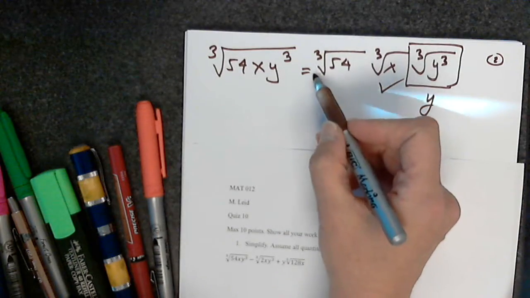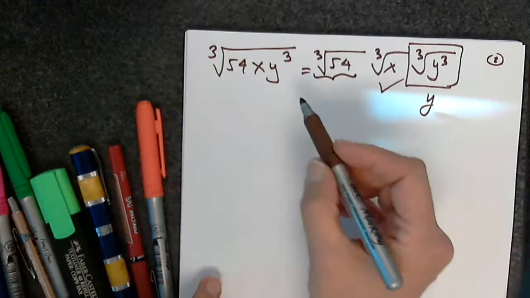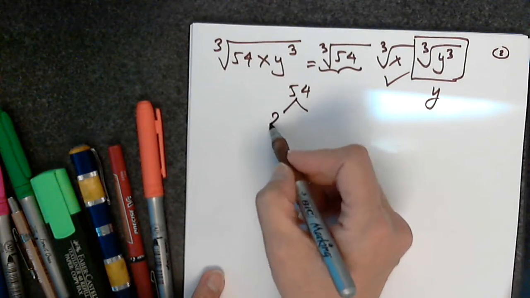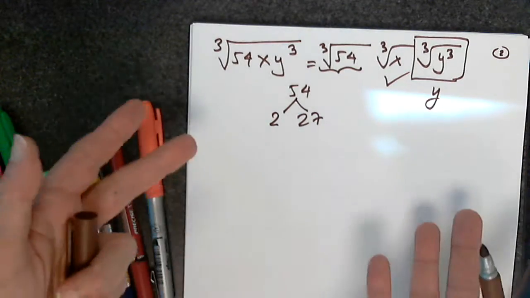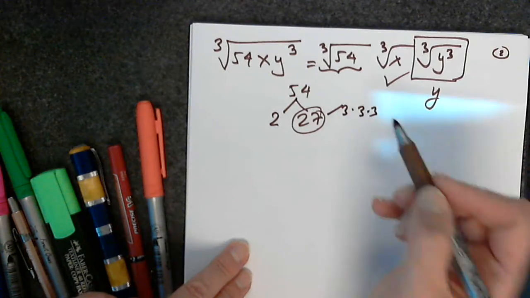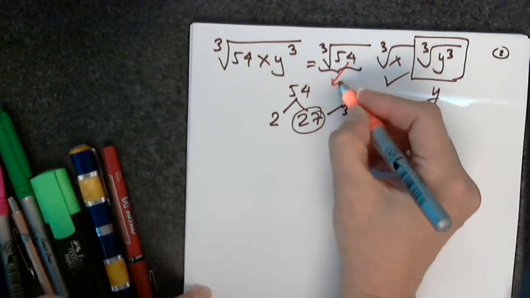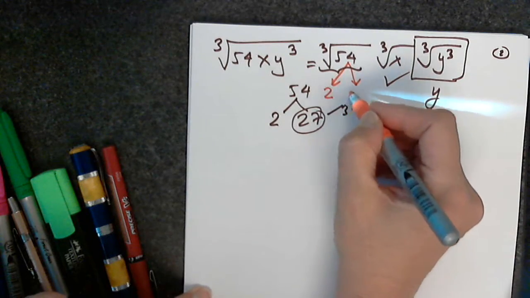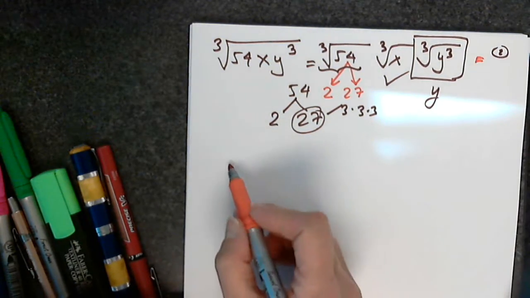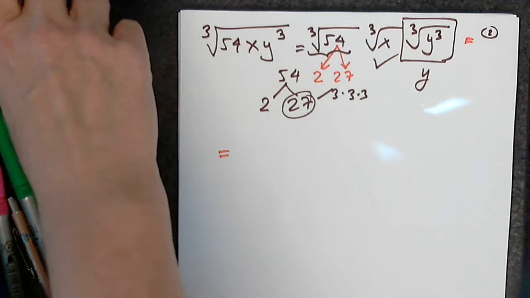Good. So now here I look at the prime factorization of this number. 54 is an even number, so it must be divisible by 2. That gives 27, and I already know that 27 is a perfect cube. It's 3 times 3 times 3. So at this point, I know that 54 has to be split into 2 and 27. I already have the simplified form of the first radical. Can anyone tell us the simplified form of the first radical?